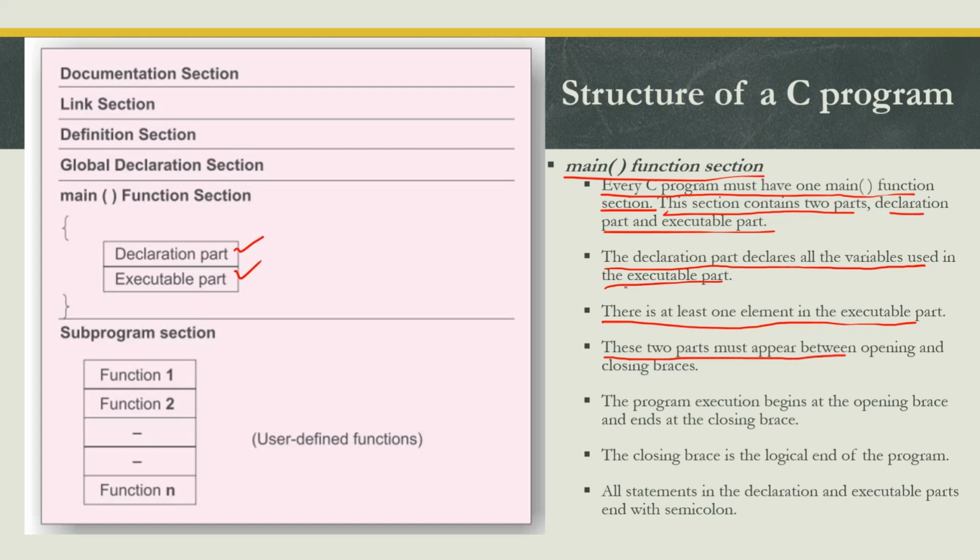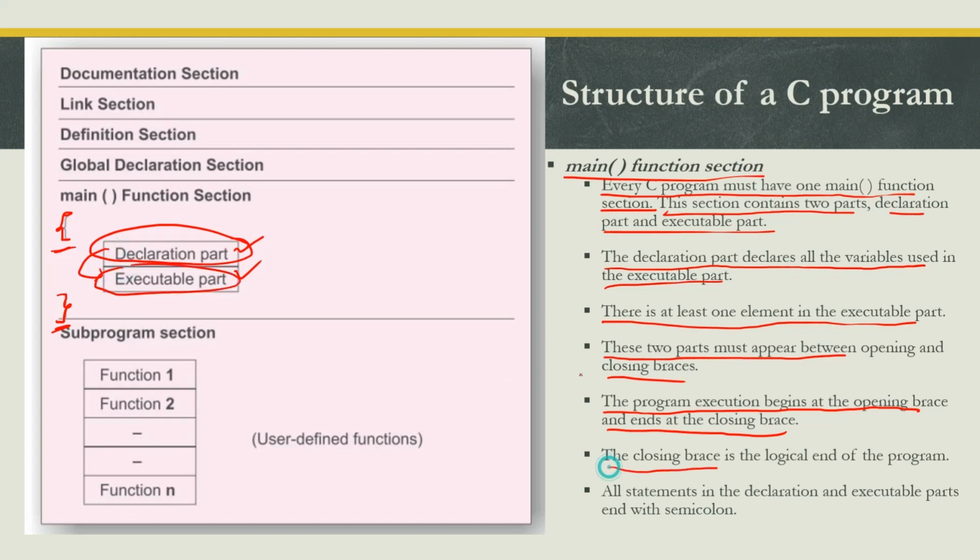These two parts must appear between opening and closing braces. This is the main function, this is the opening brace, this is the closing brace. The program execution begins at the opening brace and ends at the closing brace. The program execution begins with the declaration part and goes to the executable part. The closing brace is the logical end of the program. All statements in the declaration and executable parts end with a semicolon. You must write the semicolon.